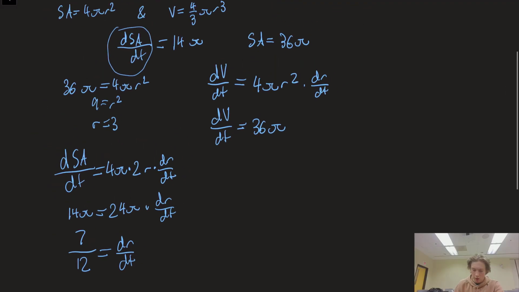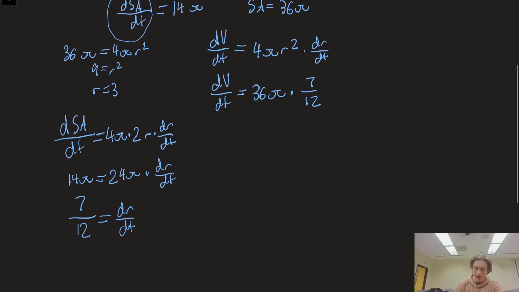Substituting this back in, we get 36 pi times 7 over 12, and dV/dt thus is equal to 21 pi. Because 36 divided by 12 is 3, and 3 times 7 is 21. And so now we just have to worry about our units for this problem.